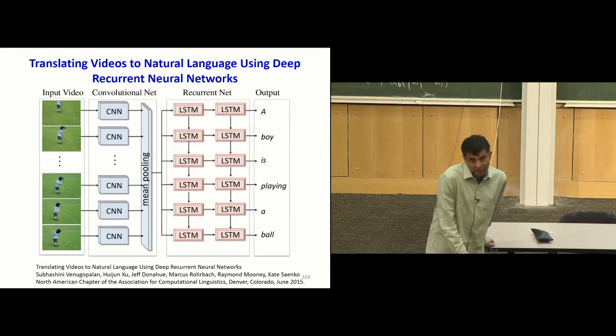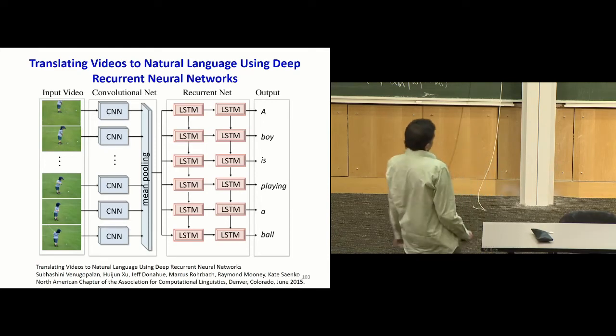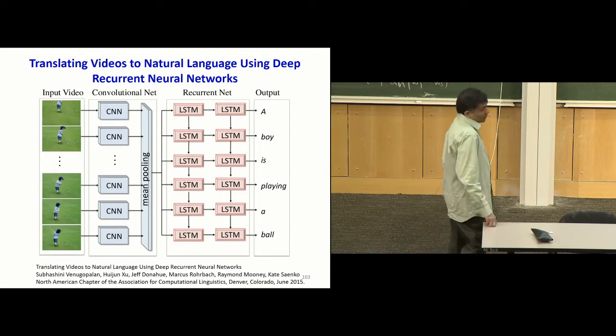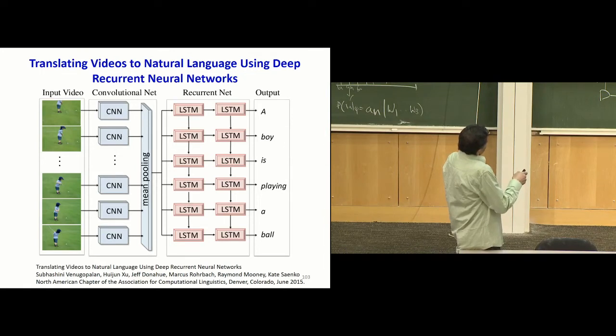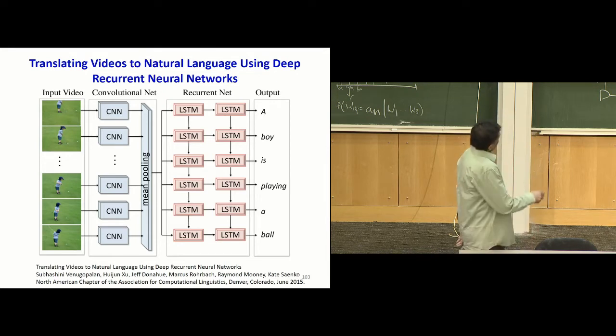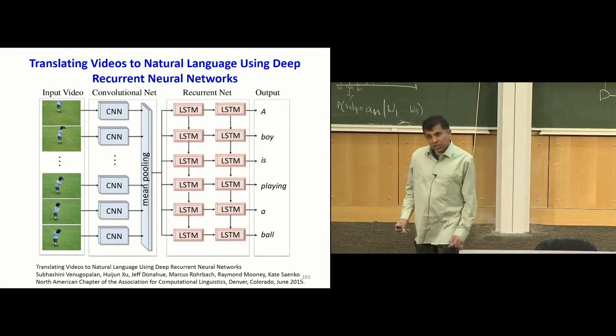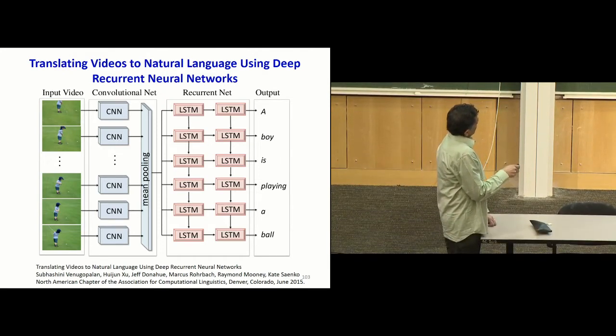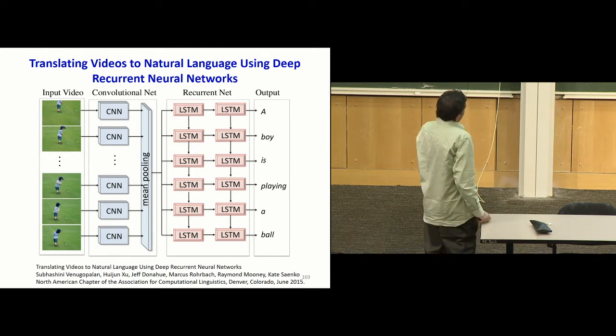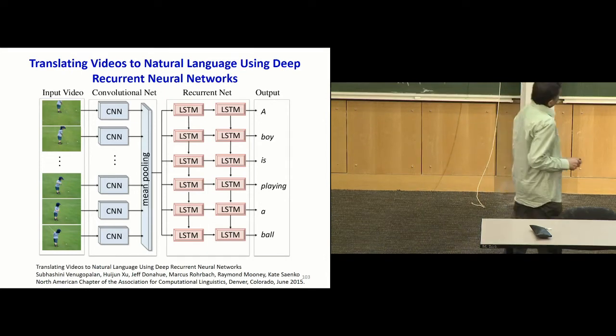And here is an example where that variant is actually reported for captioning videos. So in this case, you have a sequence of images in a video. A CNN produces a hidden representation for every one of these images. A pooling layer averages all of these representations, and this representation is now fed in to every step of the decoder. And you can see the kind of captions it produces. A boy is playing a ball. So this is from this very nice paper, Translating Videos to Natural Language Using Deep Recurrent Neural Networks by Venugopalan et al. in June 2015.